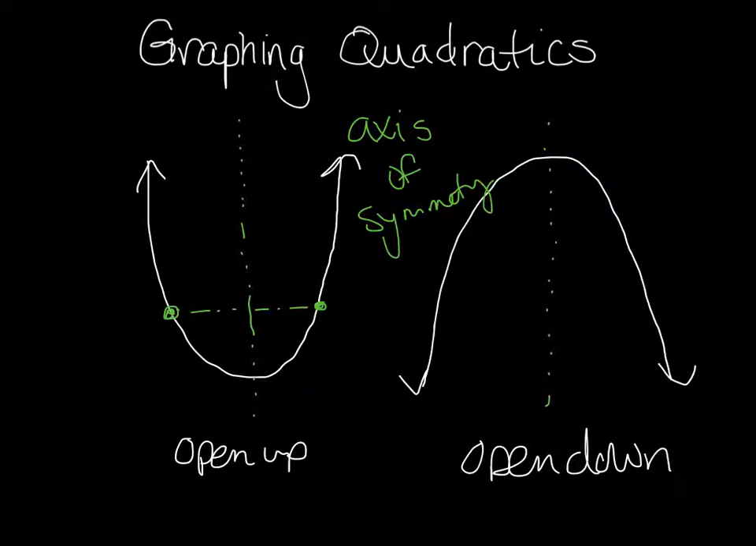Another part of the graph that we're really going to care about is the point on the axis of symmetry on the parabola at the very bottom, or if it's open down, it'll be at the very top. This is called the vertex. The vertex is either the highest or the lowest point on a parabola, depending on if it's open up or open down. To graph a parabola, we're going to first find these two things, the axis of symmetry and the vertex, and then from there we can graph the rest. So let's look at an example.